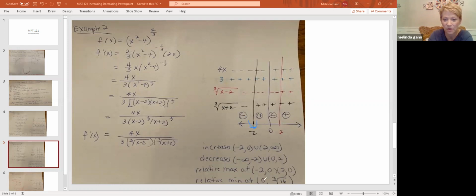So I had a relative minimum at, not a relative. Let's see what I got. I need a relative. Let's try this again. I wrote it down wrong. I need a relative minimum right there, not a relative maximum.